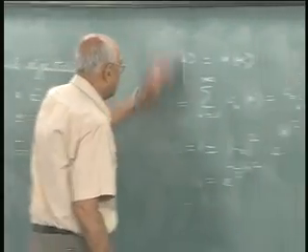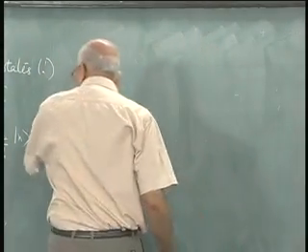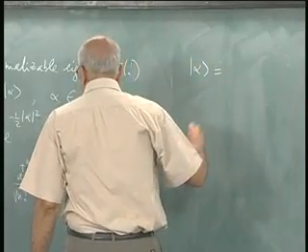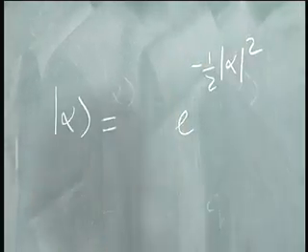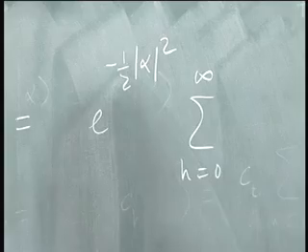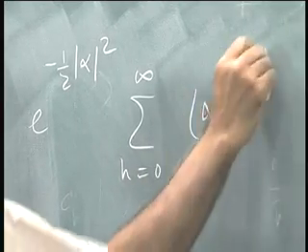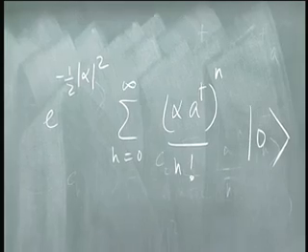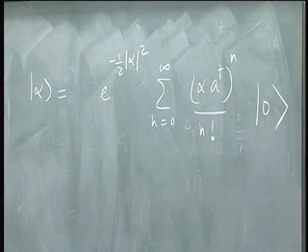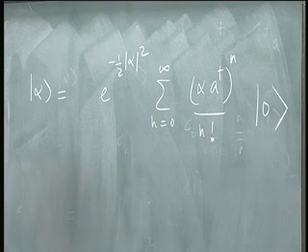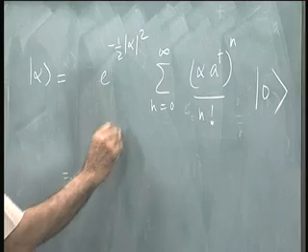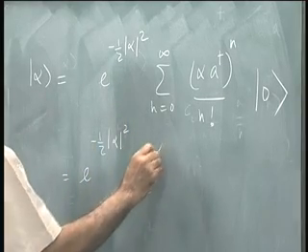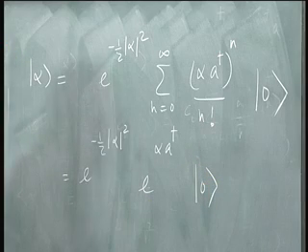If you put that in, this implies that this eigenstate alpha can be written as e to the minus half mod alpha squared, summation n equal to 0 to infinity, alpha A dagger to the power n over n factorial, acting on the ground state, acting on the vacuum. But now you can do the summation formally, it is again an exponential series. So this is equal to e to the minus half mod alpha squared e to the power alpha A dagger acting on the ground state. It is a very compact form of writing the eigenstate of A.